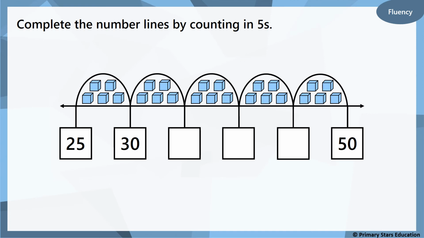Okay, have a go at this one. Fill in the missing numbers, and remember you can pause me if you need a bit more time. Okay, let's solve it together. 25, 30. What's going to come next? 35, 40, 45, 50. Brilliant.